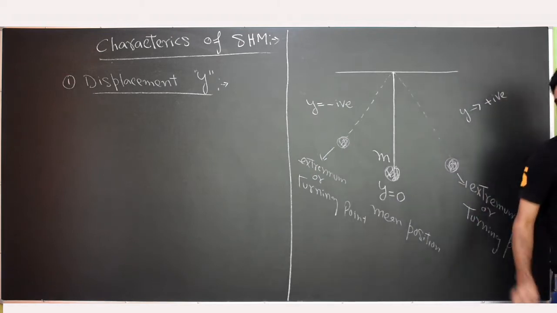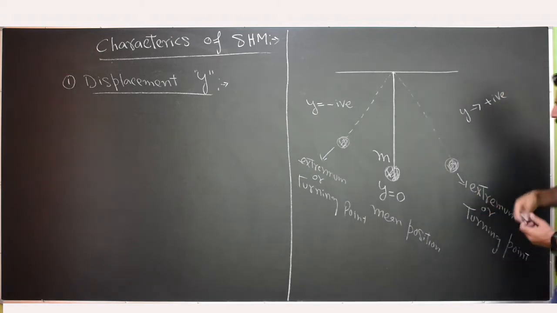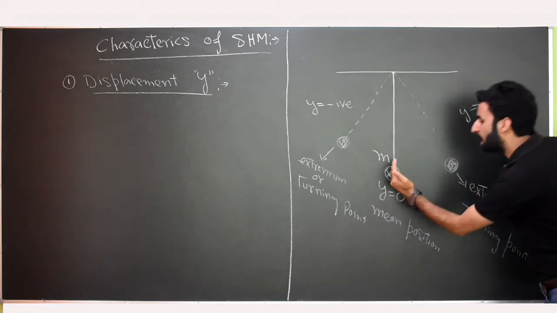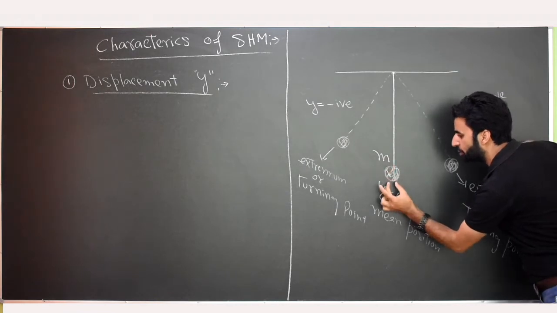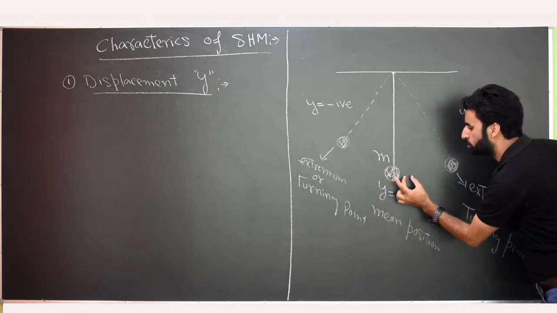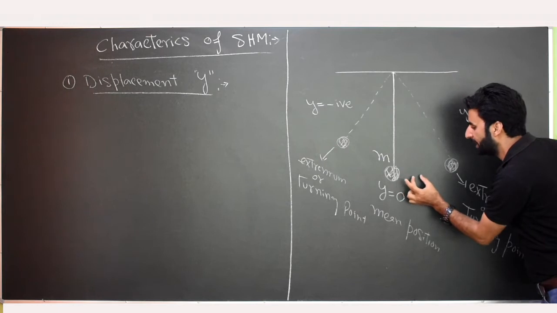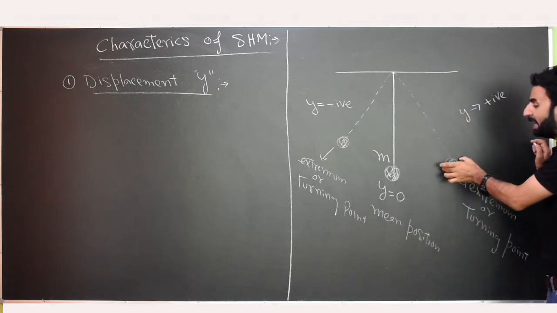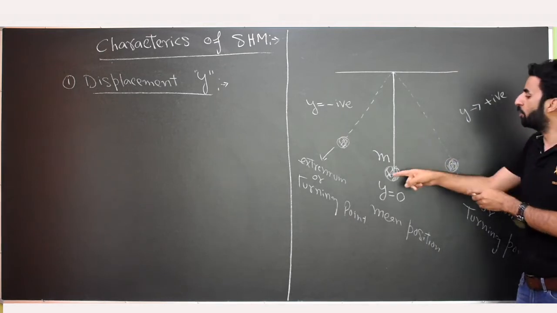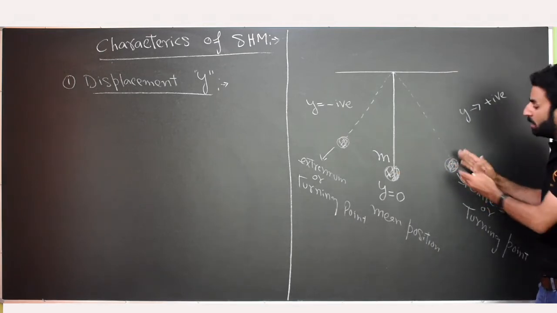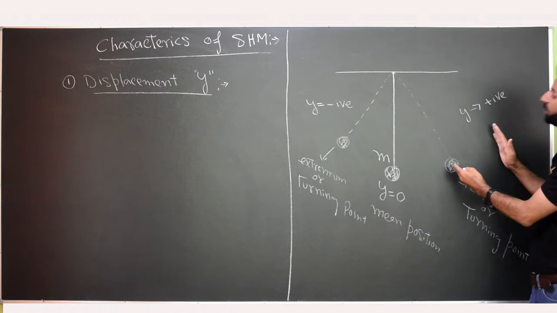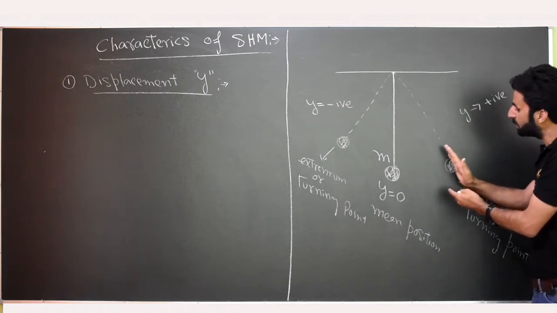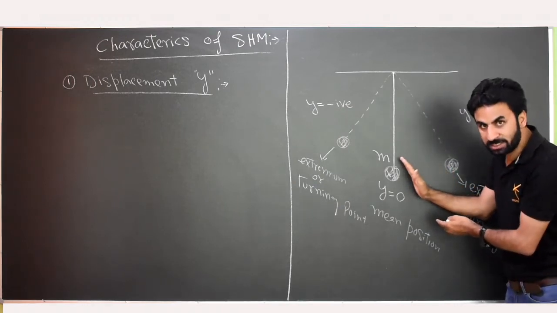Now, looking at this position, once a particle comes from here, suppose at this position y is equal to 0, the particle moves here, y increases, y increases, y increases, and once the particle reaches here, the displacement of the particle from mean position becomes maximum, because the particle doesn't move beyond it. From this position the particle comes back, so displacement again starts decreasing.